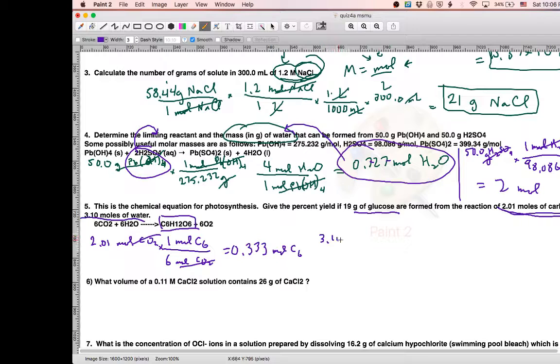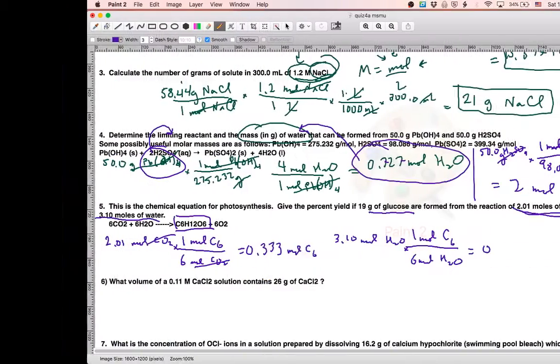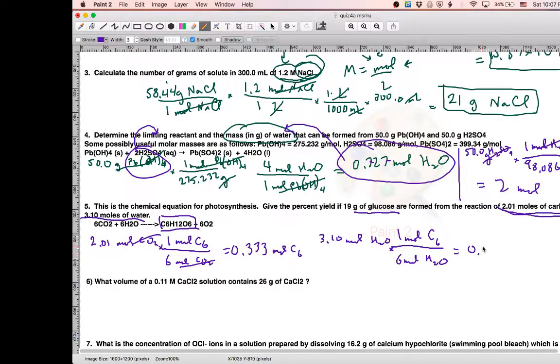What about the other one? It's 3.10 moles of water, and this is times 6 moles of water make 1 mole of glucose. I'll just call it C6 for now. And that's going to get me about 0.5. Okay, a little more than 0.5. Here, it's going to be considerably more than 0.5 divided by 6. So 0.52, 0.517. This is 0.517. Moles of what? Water? No, water is canceled. Moles of glucose. Let's call it C6. All right?